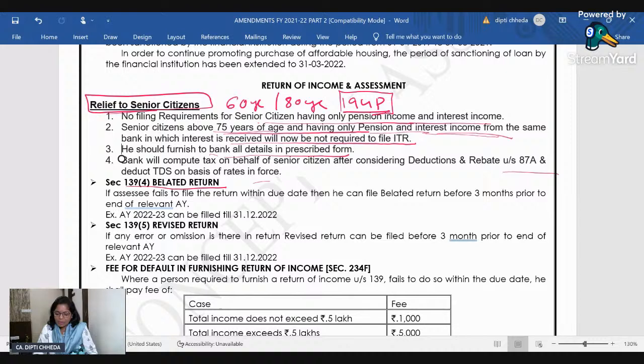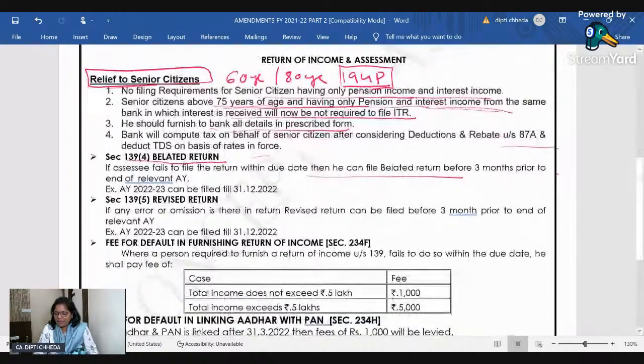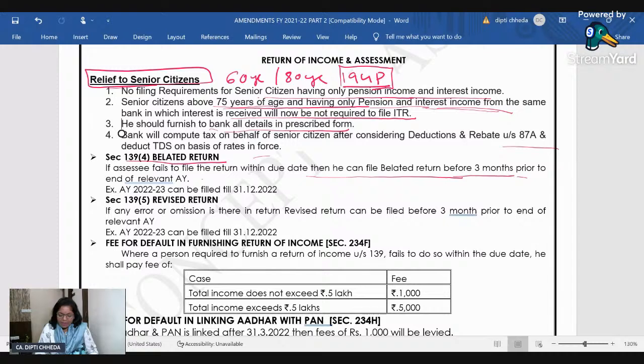Let us read the language. If the assessee fails to file the return within the due date, then he can file a belated return before 3 months prior to the end of the relevant assessment year. I want to repeat: if the assessee fails to file the return within the due date, that is July and all, then he can file the belated return 3 months prior to the end of the assessment year.